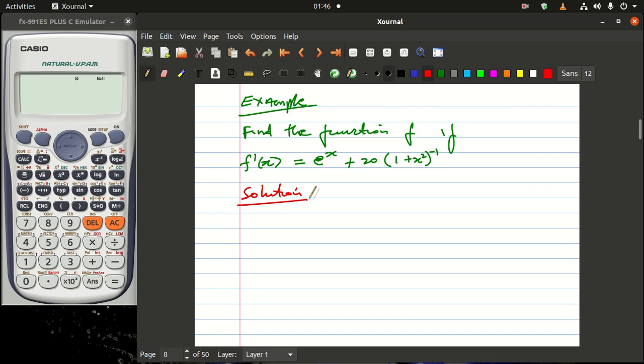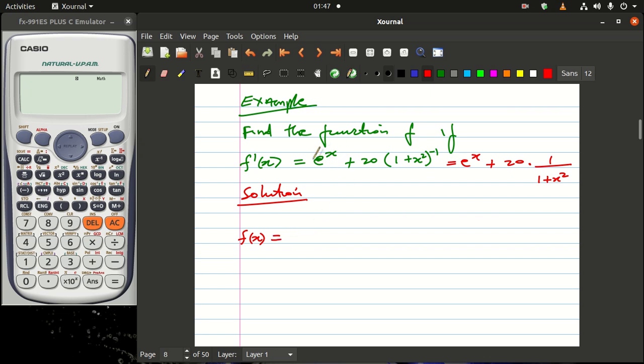So what is this going to be? Okay, so this one here, I want you to realize that this is the same as e raised to x plus 20 times 1 over 1 plus x squared, because a negative one means that this whole thing is in the denominator. So our f of x, because we are to find the function f, we don't know the constant, there's no other information, so we are looking for the most general antiderivative in this case. A derivative of e to the power x is just going to be e to the power x.